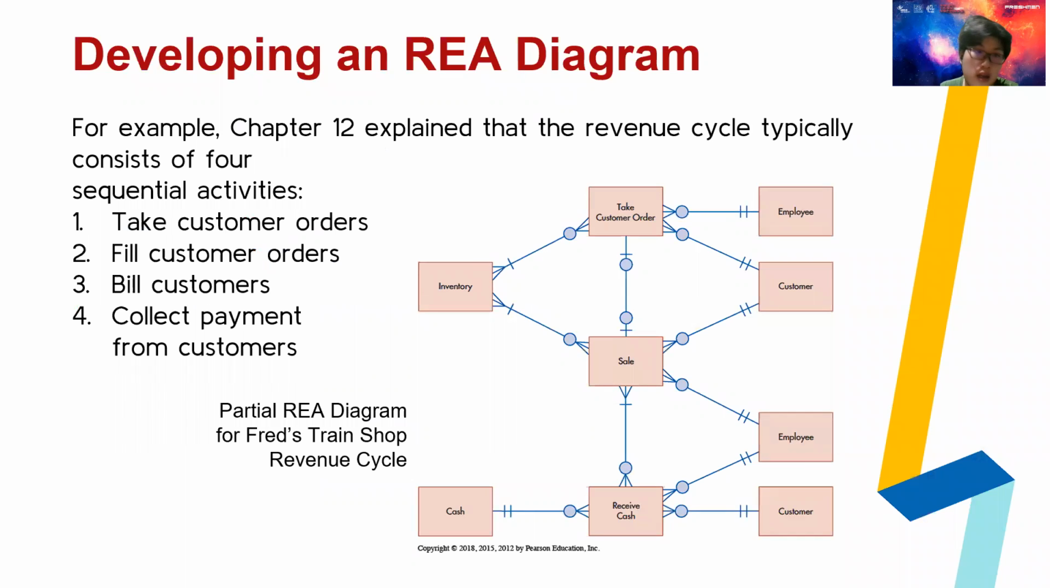Developing a REA diagram. For example, chapter 12 explains that the revenue cycle typically consists of four sequential activities. 1. Take customer orders. 2. Fill customer orders. 3. Bill customer. 4. Collect payment from customers. This is the REA diagram for Fred's Train Shop revenue cycle.